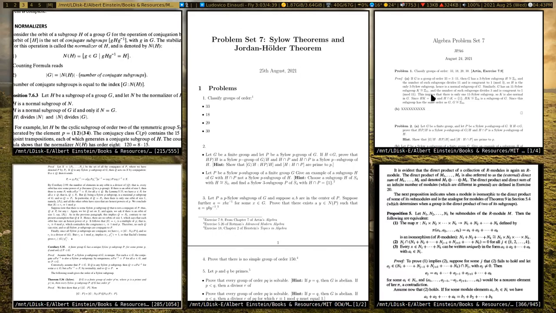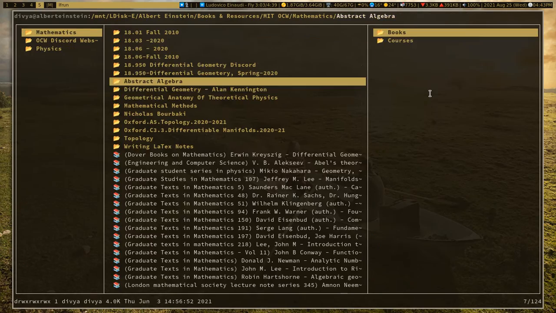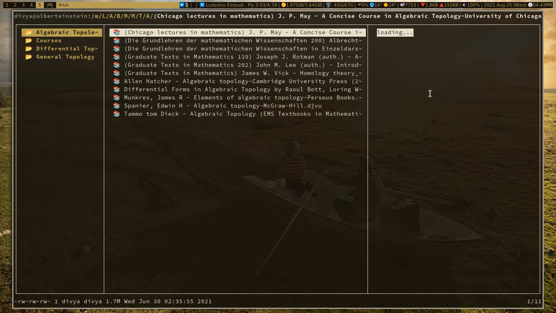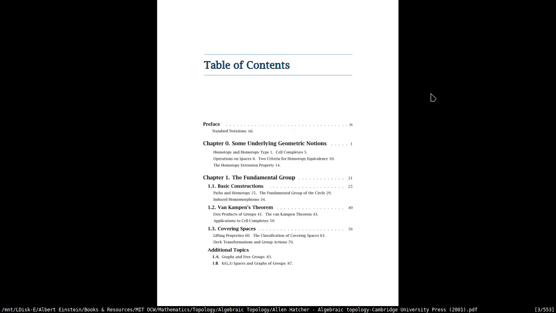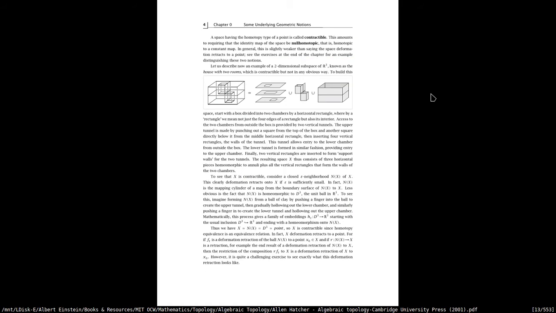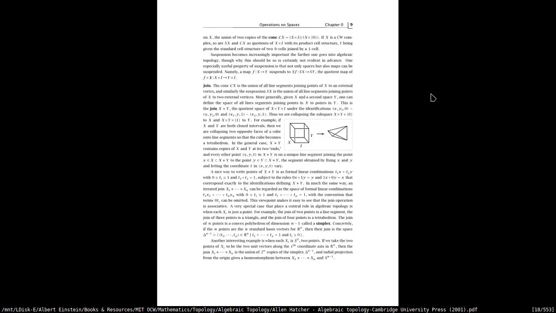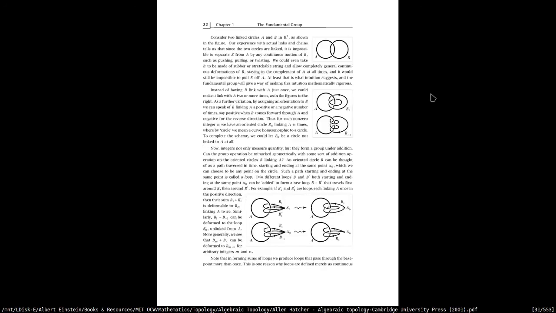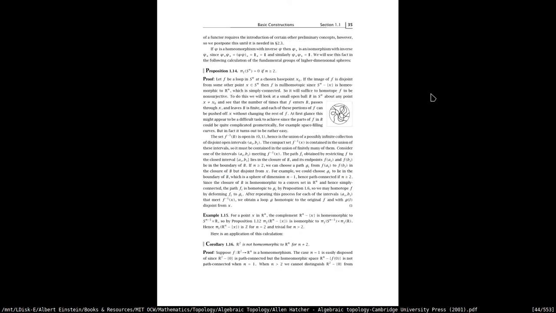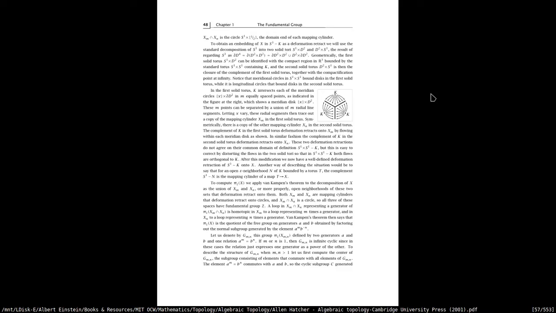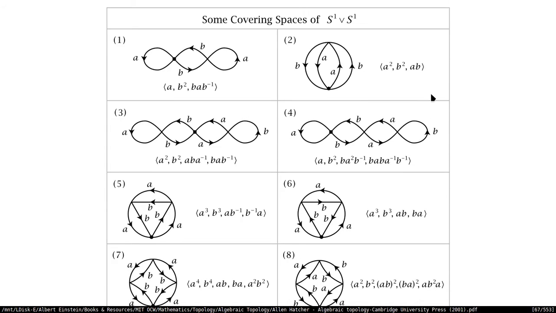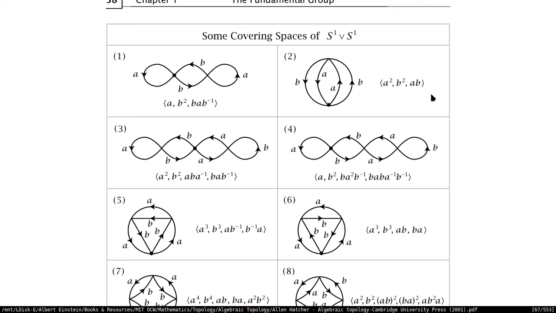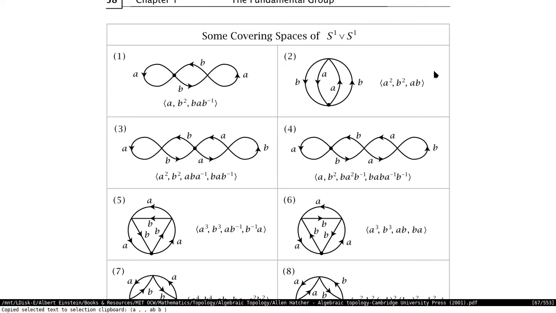Right. So if we go back to homotopy theory, I think there's this nice table in Hatcher where he has generators of the wedge of two circles. So the covering spaces of the wedge of two circles look like this, and you have the generators and the relations between the generators.